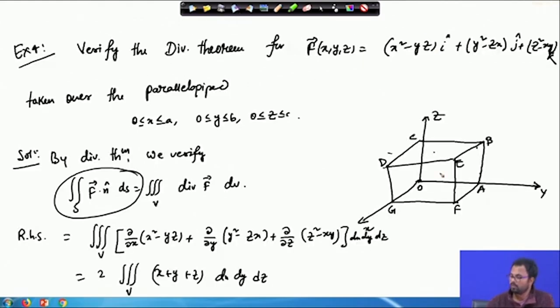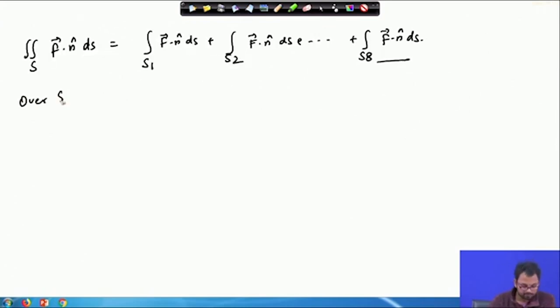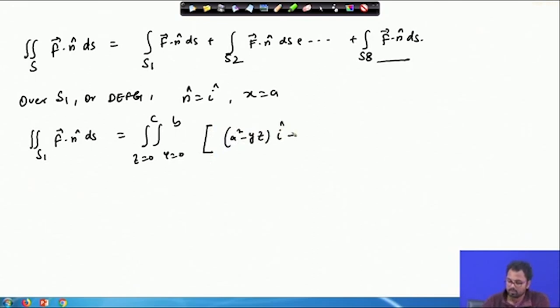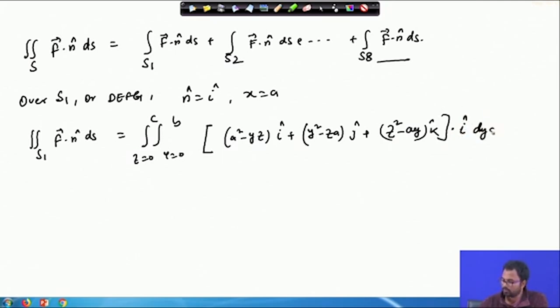So, let us call this face facing front our S1, or DEFG. Over it, our n is i, with x equals a. So, n is i, x equals a. Therefore, this surface integral over S1 of f dot n dS is basically z running from 0 to c, y running from 0 to b, and then x is a. So, we have (a square minus yz) times i, then (y square minus zx) with x equal to a times j, and (z square minus ay) times k, and our normal is i, with dy dz. When we take the dot product, these two terms will vanish.